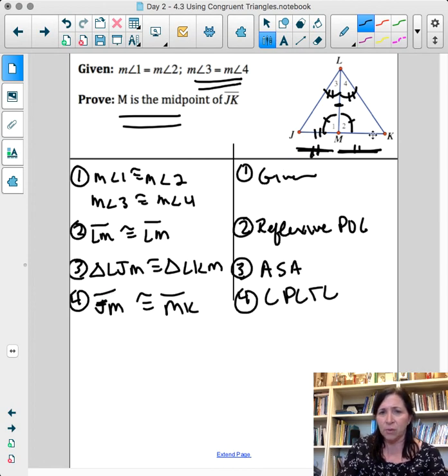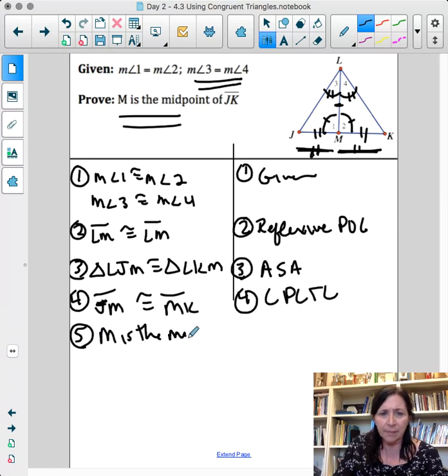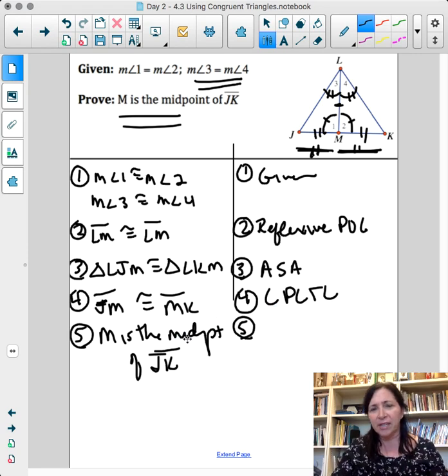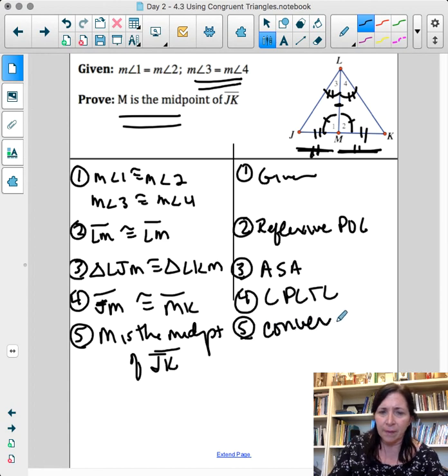Now, I still haven't proven that M is the midpoint of JK, but if I know that this is now equal to this, therefore M must be the midpoint. And so number 5 would say M is the midpoint of JK, and the reason for that would be the converse, because remember, the definition of the midpoint says if M is the midpoint, then JM is equal to MK. So the converse would say if JM is equal to MK, then M is the midpoint. So that's the converse of the definition of a midpoint.